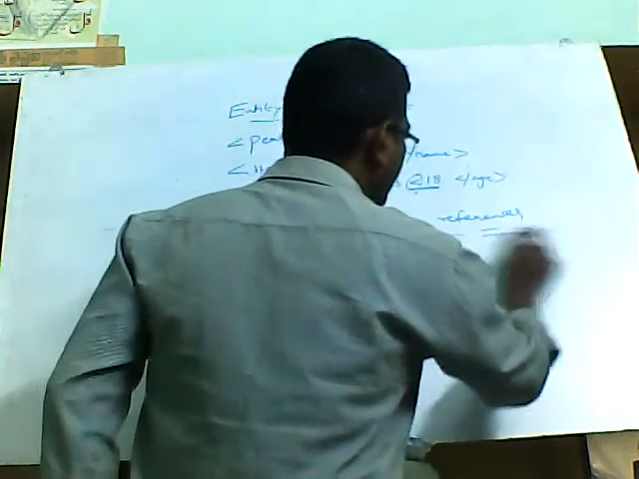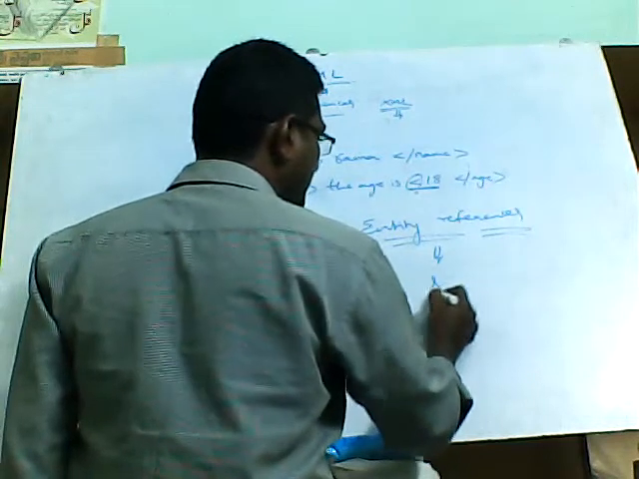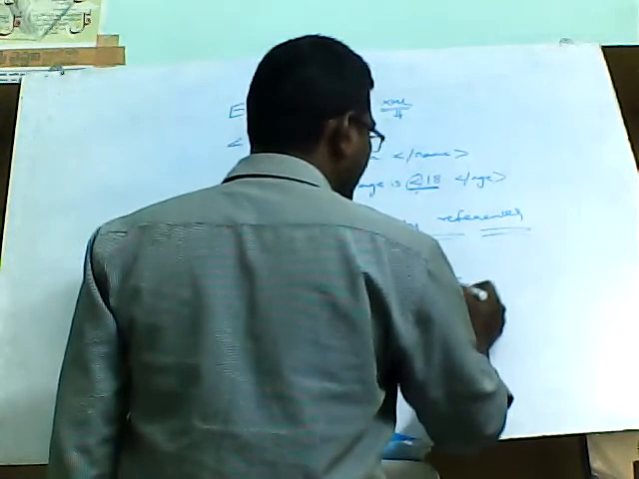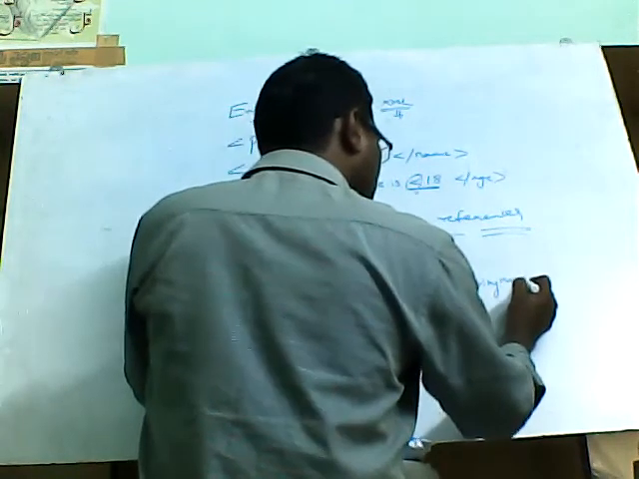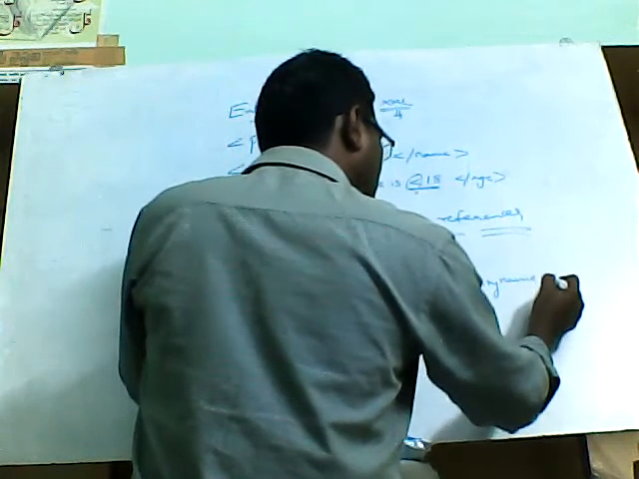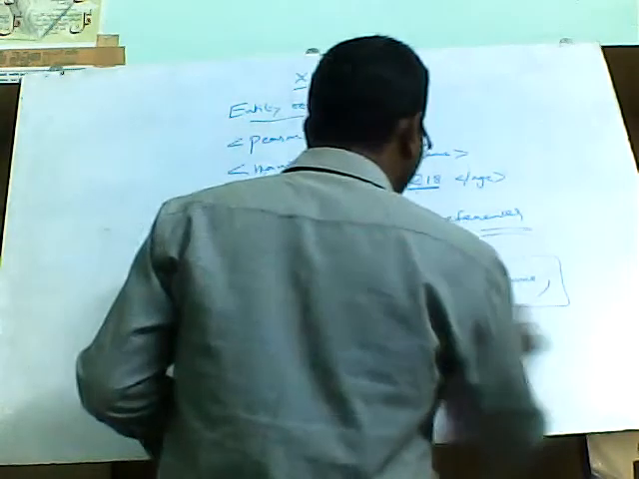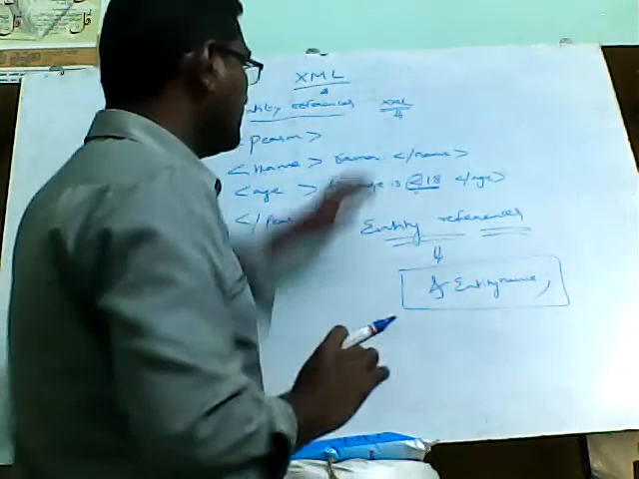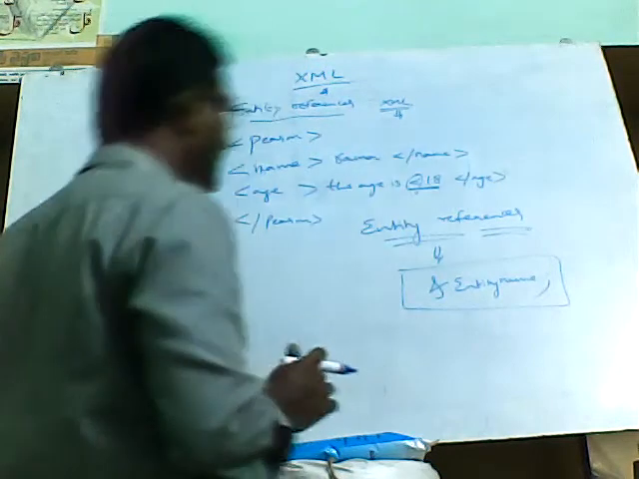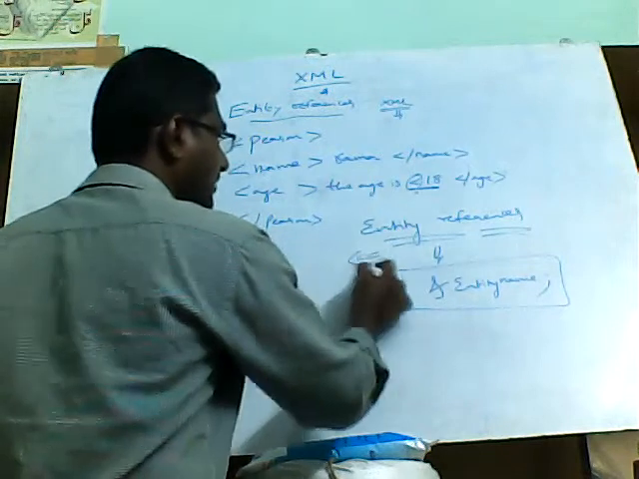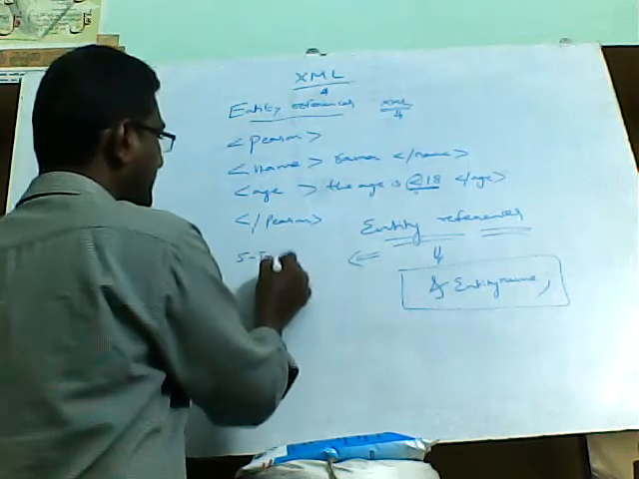These entity references have one syntax: ampersand, followed by the entity name, then followed by a semicolon. This is the syntax we need to follow. Suppose you want to use the less than symbol, you have to use the name of that symbol. In XML we have 5 different types of entities that we can use.